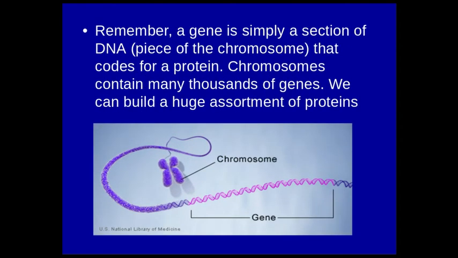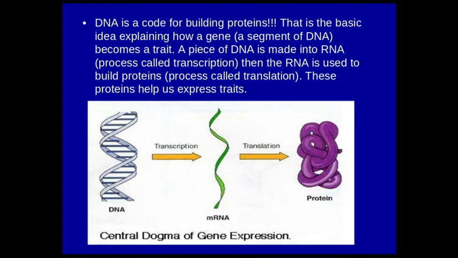So remember, a gene is just a section of DNA that codes for a protein, okay? That's really the whole goal of DNA, to make proteins, and it has to go through RNA to do that. Chromosomes contain thousands and thousands of genes, and we build a huge assortment of proteins off of that, okay? So that's all DNA really codes for. And DNA, like I said, is a code for that protein. We're going to get into RNA and protein synthesis this week.